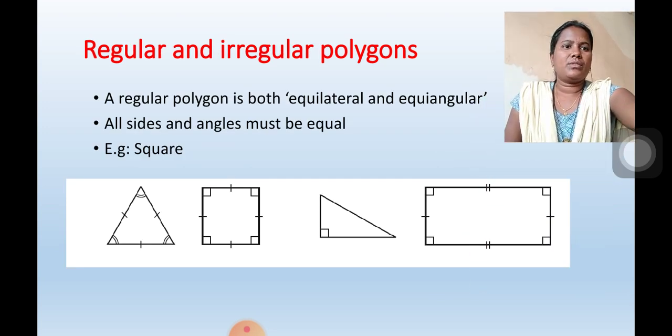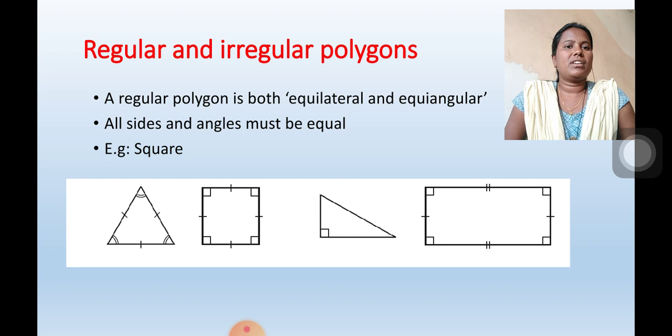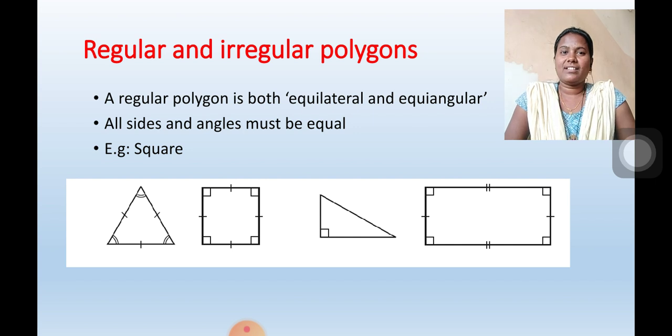Now let us go with what are regular and irregular polygons. A regular polygon is both equilateral and equiangular. Equilateral means all sides are equal. Equiangular means all angles are equal. All sides and all angles must be equal. Such a figure is called a regular polygon. Can you give an example? Are you thinking? It is a square, an equilateral triangle. These are all examples of regular polygons.